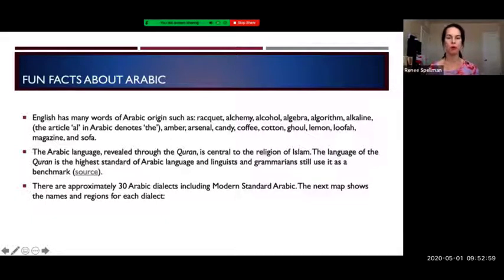Again, as I mentioned before, Arabic is considered a holy language. Muslims believe that Arabic was given to Muhammad directly from God, and that the language of the Quran is the language of God. So it is very holy, very pure, and very important to Muslims. It's the highest standard of the Arabic language. Linguists and grammarians always go back to the Quran as a benchmark, a way to measure and to make decisions about grammar and linguistic issues.